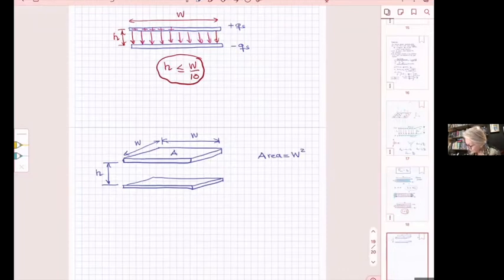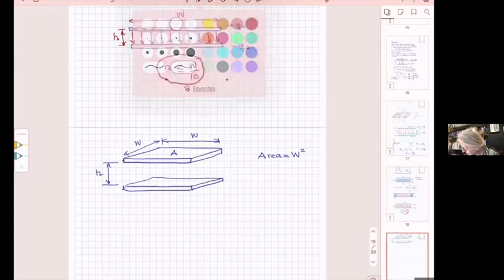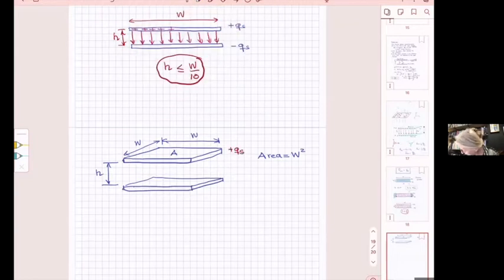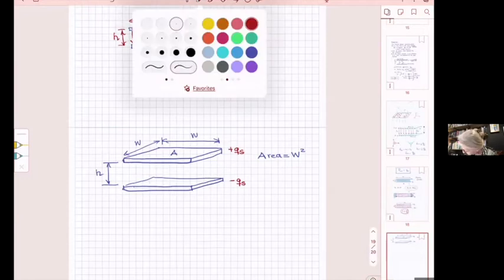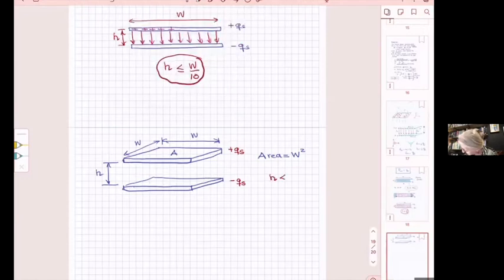And now what are we doing here? We assume that we charge one of these with a positive charge, Q sub S, and I will explain how we do this charge, and the other with a negative charge, minus Q sub S, surface charge density. Okay, so according to everything we said above, and assuming also here that H is much smaller, less than or equal to W over 10, we assume it's like an infinite parallel plate.